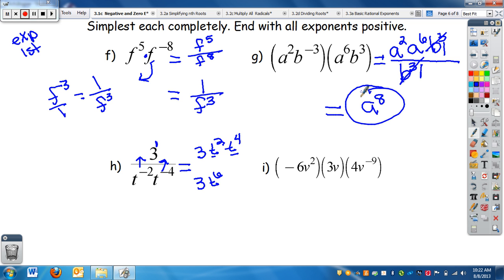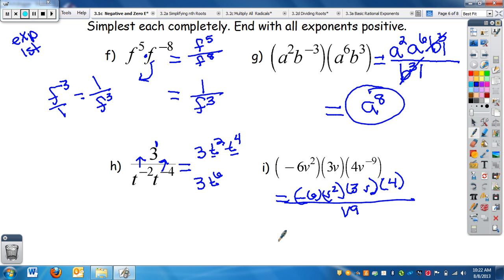So on I, again, I like to make all my exponents positive. And think to yourself, because students are tempted, oh, negative 6, oh, I need to move it. No, it's a negative number. So that one gets to stay put. And v squared gets to stay put. 3 and v get to stay put. The negative 9 does not go to the 4. It's only to the v. So that is 4 over v to the 9th.